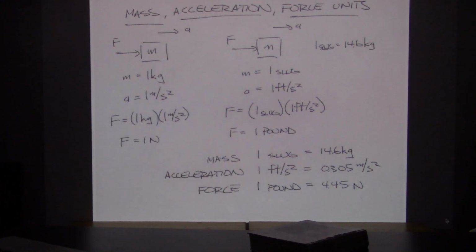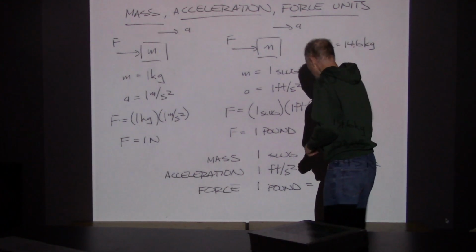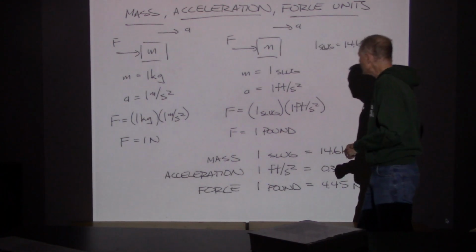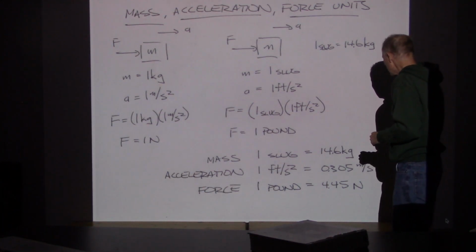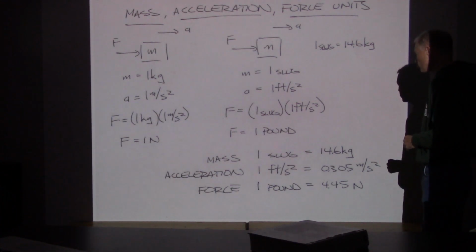14 kilograms. I mean, each kilogram is like a liter of water. So a slug would be the mass of 15 liters of water would be just 1 slug. Now the accelerations here, 1 foot per second squared, feet are shorter than meters, and so 1 foot per second squared is only 0.305 meters per second squared.